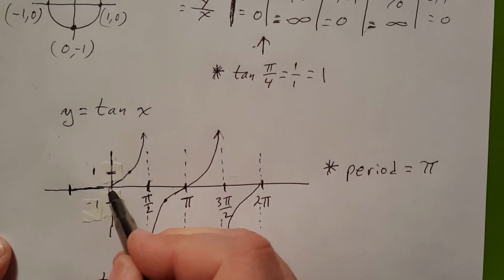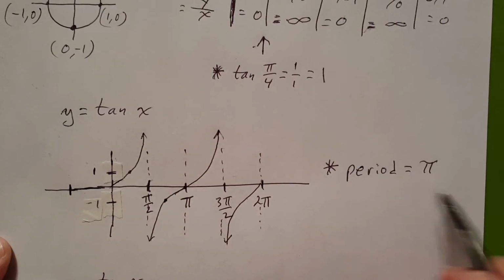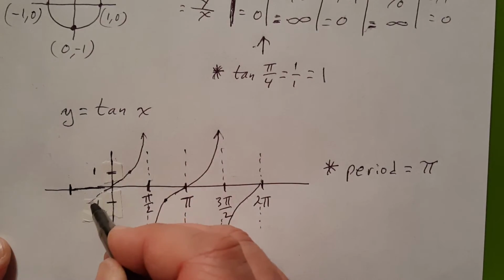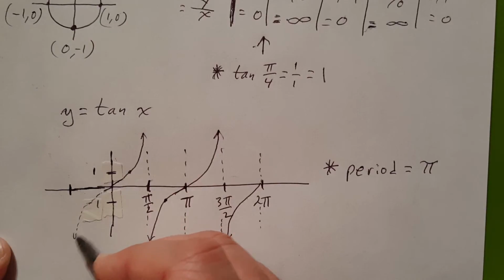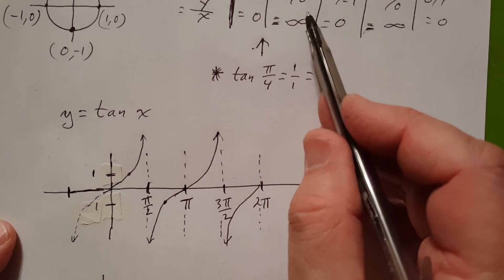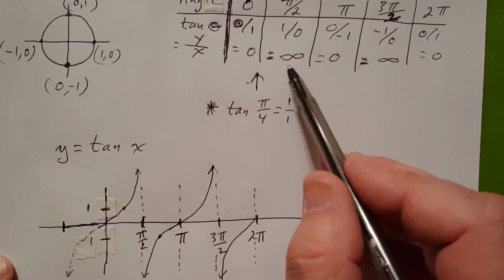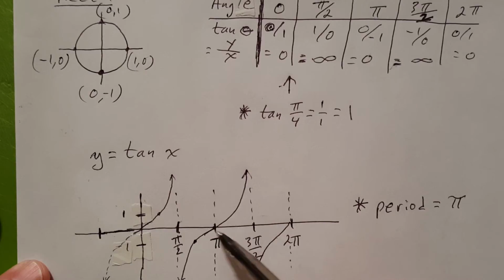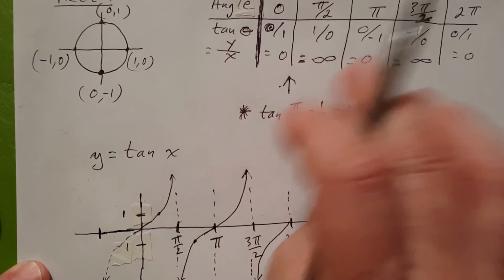Now I left this over here because it continues to the left and to the right. So if you wanted to, you could go this way. That's it. It looks a little weird, and that is because of that 1 over 0 value, that undefined value. That's why we have this going off forever, up, up, up, and down, down, down, because of those values there.